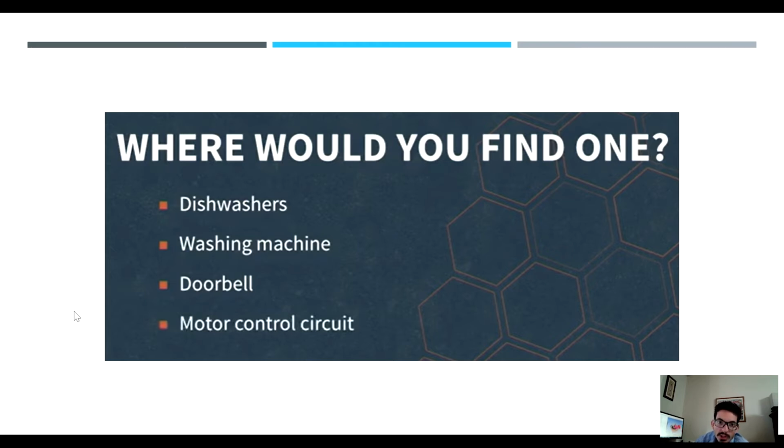In a dishwasher, you need transformers for the 120 volts, for instance, that you get from the wall in your house. The control board of that dishwasher is probably going to use 12 volts or 24 volts. Transformers will be present to bring that voltage down. Washing machines, motor controls, etc.